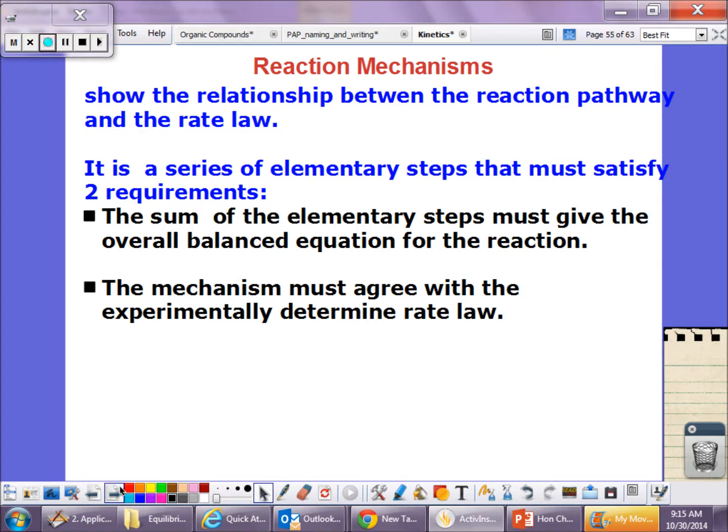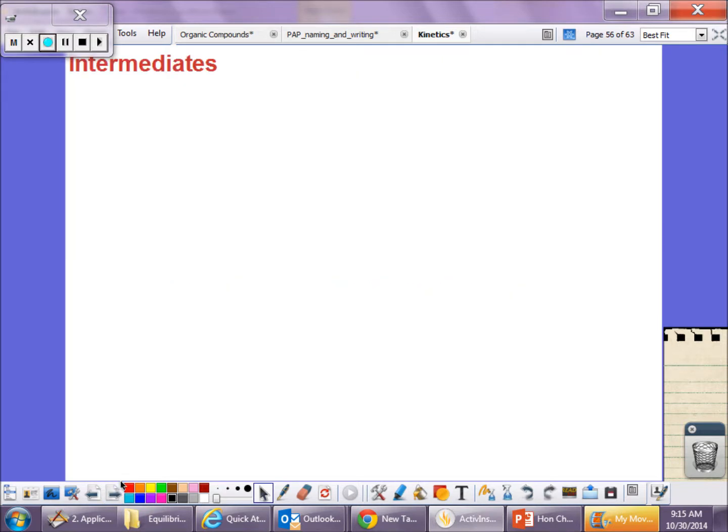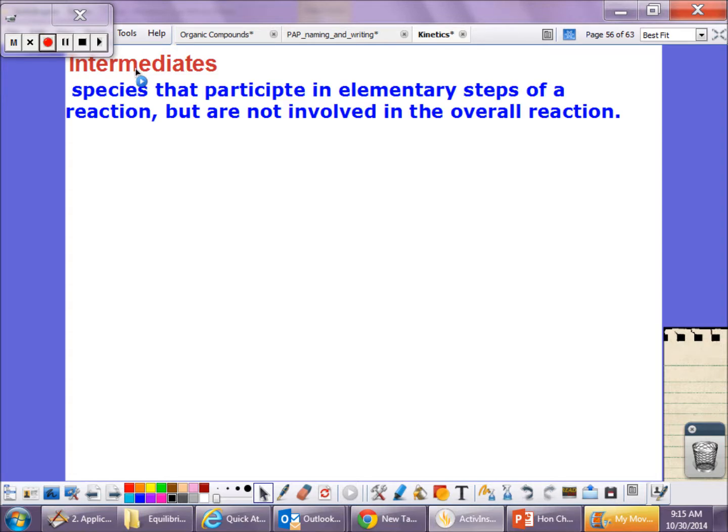It may be very confusing up to now. Don't worry, it's coming. What are intermediates? Intermediates are the species that participate in elementary steps of a reaction but are not involved in the overall reaction. You need to know what molecularity is. I'm going over those terms with you first, and then I will explain it when we start doing some practice. I'm just defining those terms.